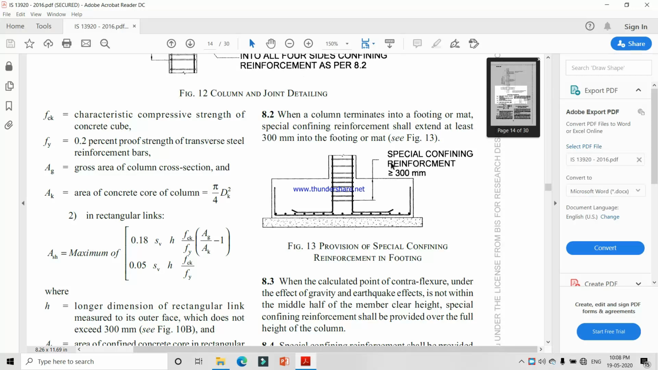This is the next important point. When a column is terminated into the foundation footing, what do we have to do? We have to extend the stirrup from the footing top level to 300 mm below into the footing. You can see we have to extend it from this to this spot, 300 mm. We provide special confining reinforcement for the column in the footing.